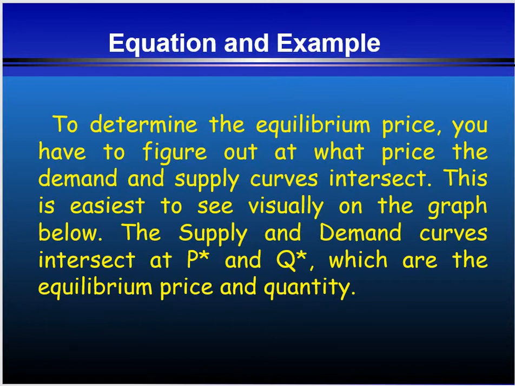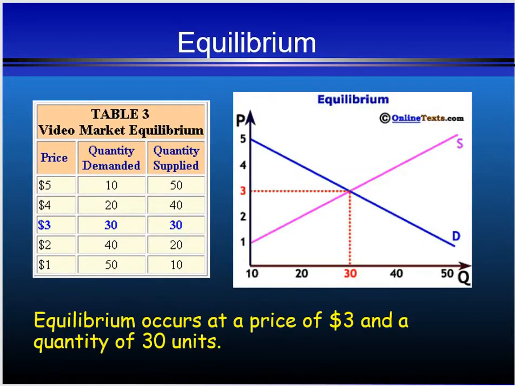The next slide is equation and example. To determine the equilibrium price, you have to figure out at what price the demand and supply curves intersect. This is easiest to see visually on the graph below, so we are going to see the graph in the subsequent slide. The supply and demand curves intersect at P and Q, which are the equilibrium price and quantity. P for price and Q for quantity.